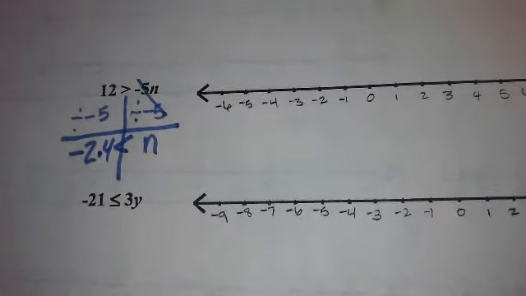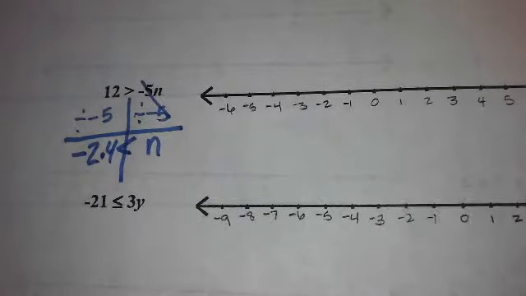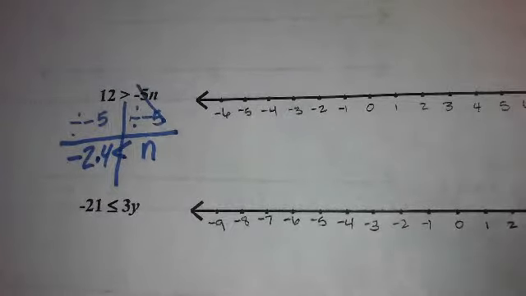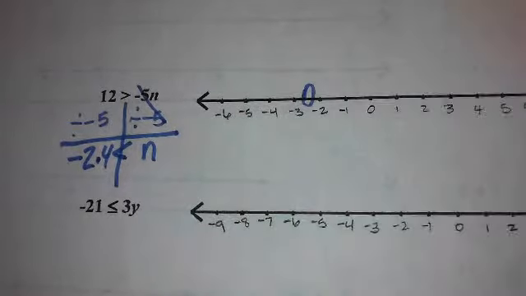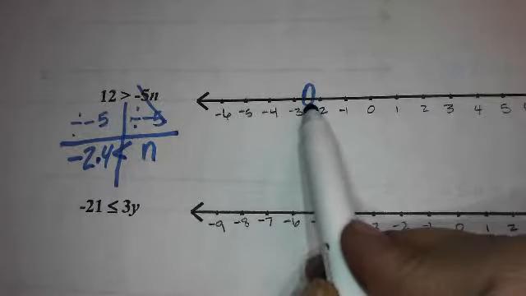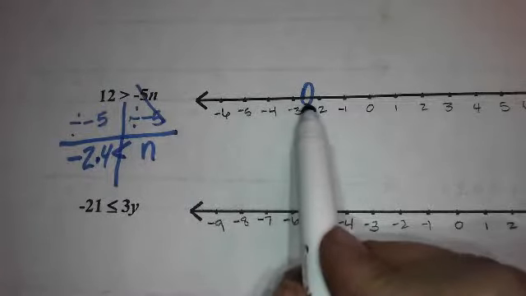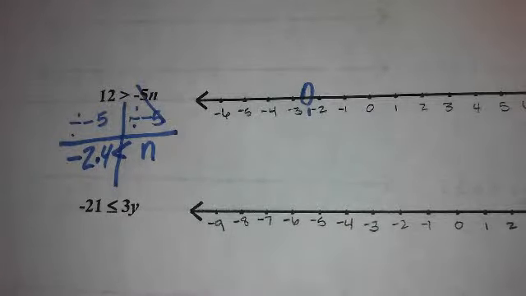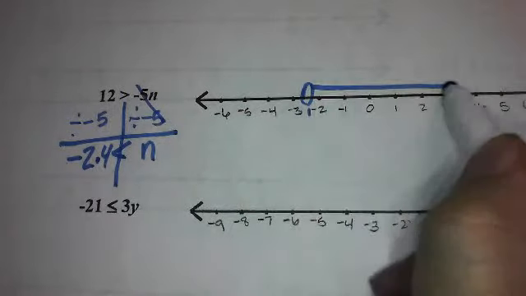Now we have to graph this. -2.4 is less than n. So I've got to go to -2.4 and put a circle. There's no equal sign, so the circle is going to be open. -2.4, which is this point right here, is less than n. That means all of your answer is going to be to the right.